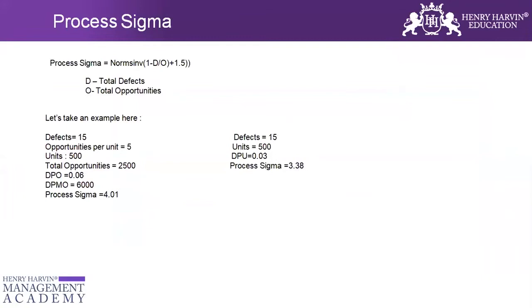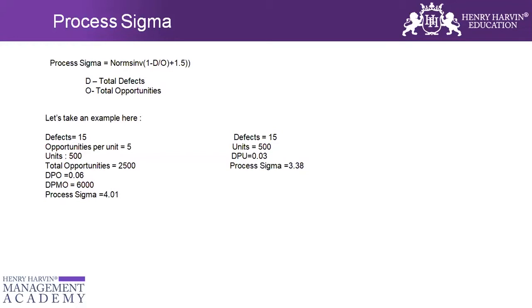Now, once we calculate DPMO, we need to look at what process sigma level we are currently at. We also want to know what sigma level the process is currently at. Generally in the measure phase of a project, you need to look at the current sigma level at which the process is performing and see the current condition. That can be done with the help of process sigma. So to do that, there are two ways to calculate sigma level.